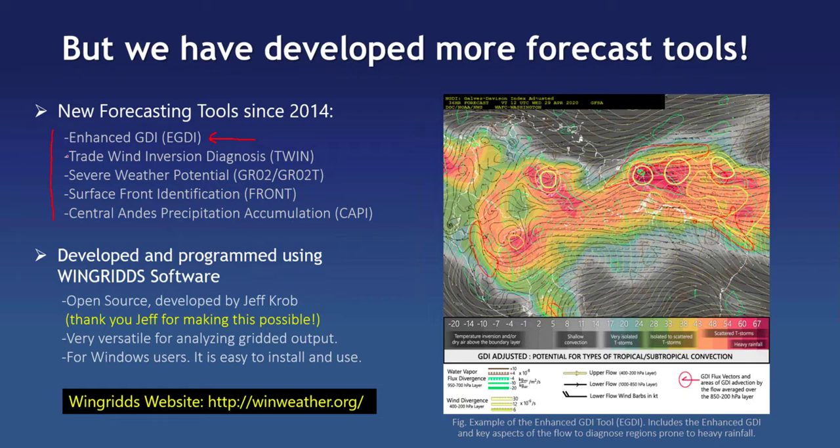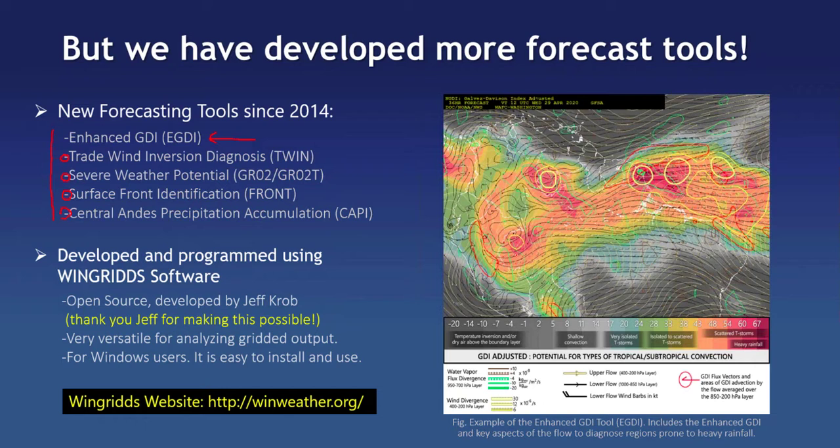Then we have the trade wind inversion diagnosis algorithm. We're also going to show that. We have a severe weather potential algorithm, which has been very successful, especially in South America. And then we have a surface front identification algorithm. I know a lot of people are using it right now. Even TAFB in the National Hurricane Center are using this to help them identify surface boundaries in the Caribbean Basin. And then we have the Central Andes precipitation algorithm.